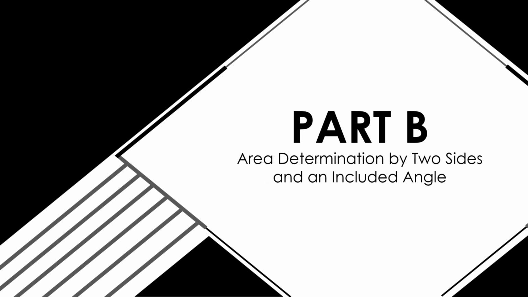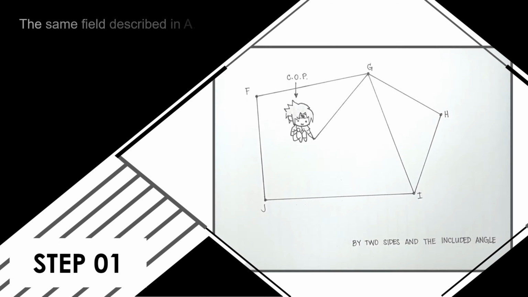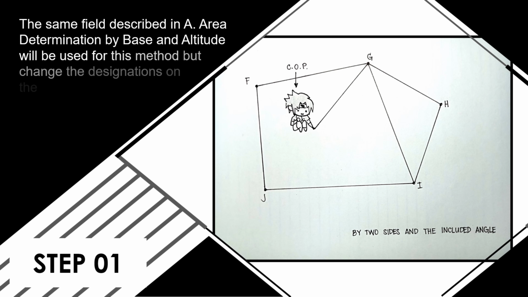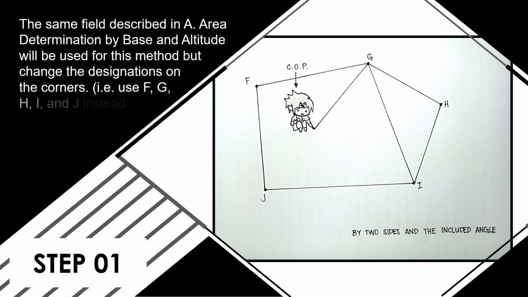Part B. Area determination by 2 sides and an included angle. Step 1. The same field described in Part A, area determination by base and altitude, will be used for this method but changing the designations on the corners. Instead of using A, B, C, D, and E, we will use F, G, H, I, and J.